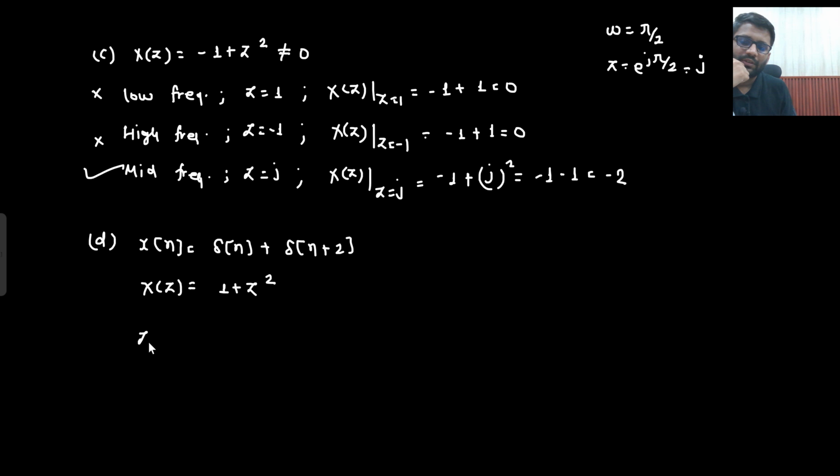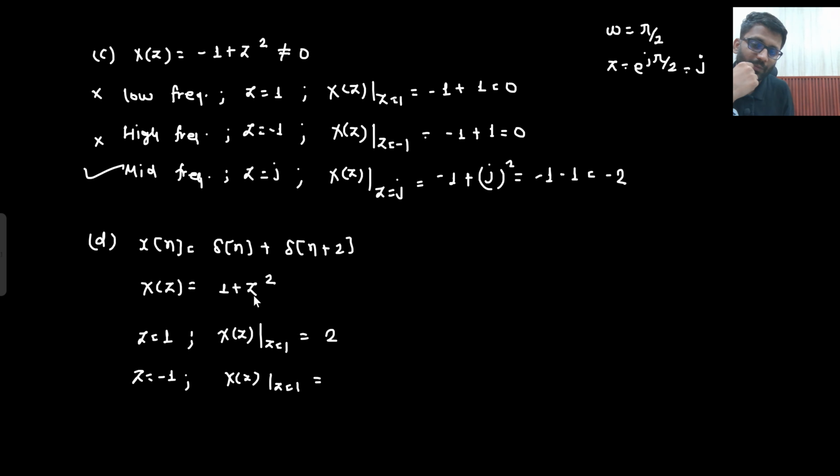Now what will I do? At z equals 1, X of z, low frequency is being passed. At z equals minus 1, high frequency is also being passed. If you put z equals minus 1, minus 1 square would be also 2. So low frequency and high frequency are being passed. That means somewhere in between some mid frequency will not be passed.